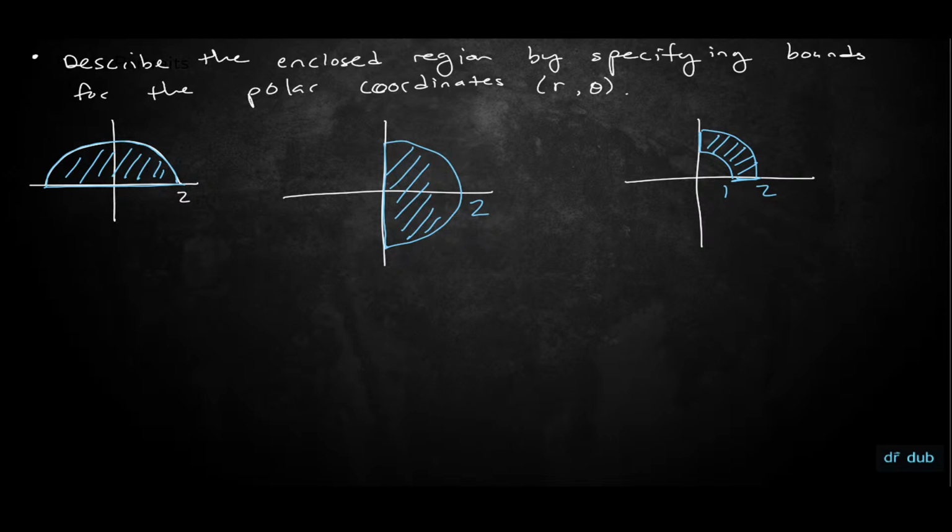Well, it looks like in the first one that r is going from 0 to 2, and theta is ranging from 0 to pi. So if we specify those bounds for r and theta, we are basically describing the semicircular region, or this half disk. Well, for the second region, if we say, okay, again, r is going from 0 to 2, but now theta we would say maybe goes from negative pi over 2 to pi over 2.